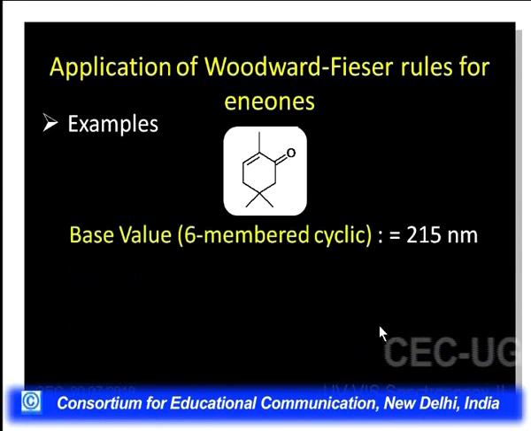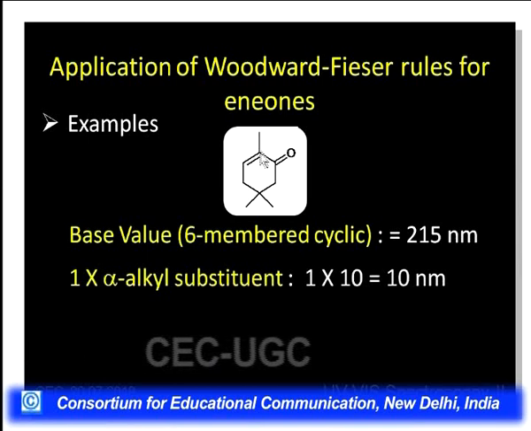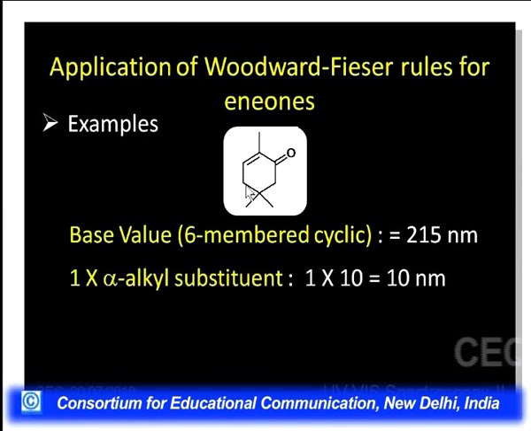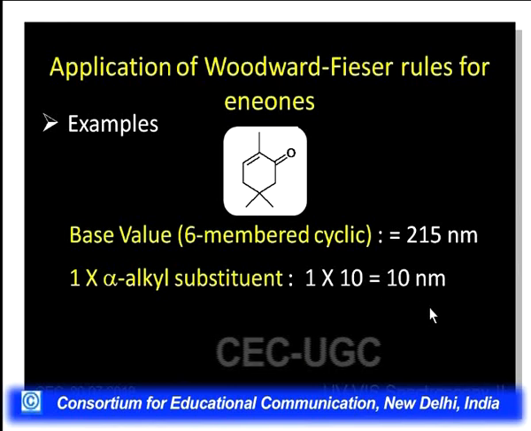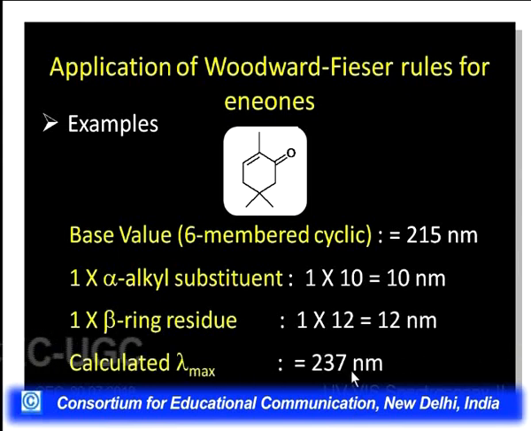So in this case what do I have? The base value is again 215. Now you see that this is the alpha position, this is the beta position. On alpha there is 1 alkyl substituent, on beta there is 1 ring residue. So 1 alpha alkyl substitution value is 10 now. In case of beta it was 12, so that gives me 10 nanometers. 1 beta ring residue gives me 12 again. They add up together to give me 237.